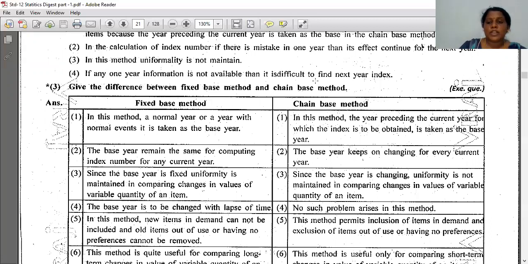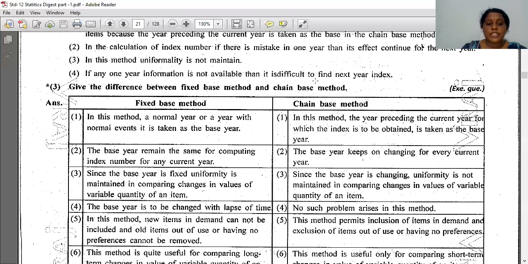So the first point is of definition. So what is the definition? In the fixed base method, a normal year or a year with normal events is taken as the base year. And in chain base, in this method, the year preceding the current year for which the index number is to be obtained is taken as the base year.